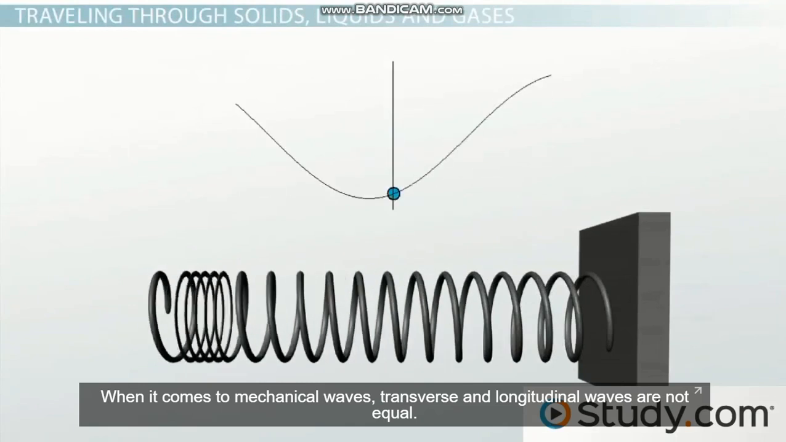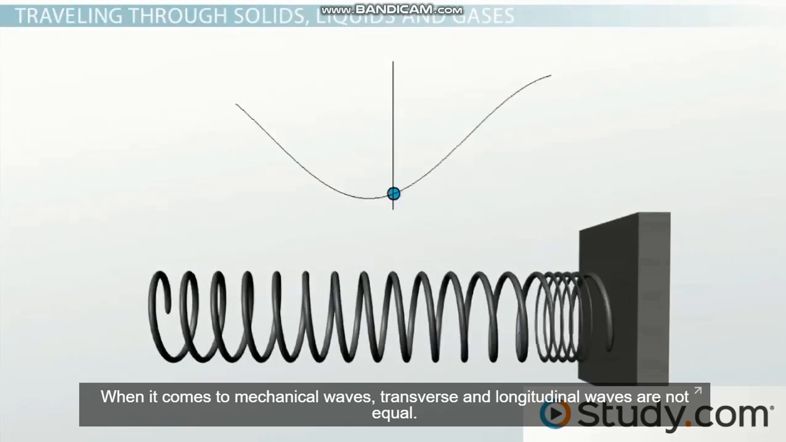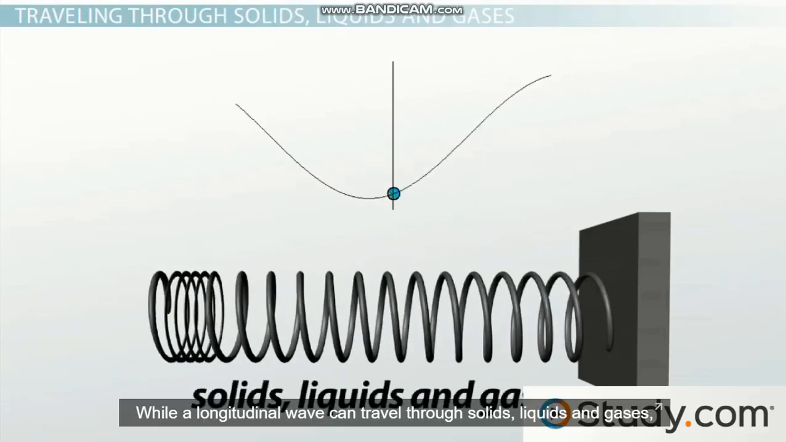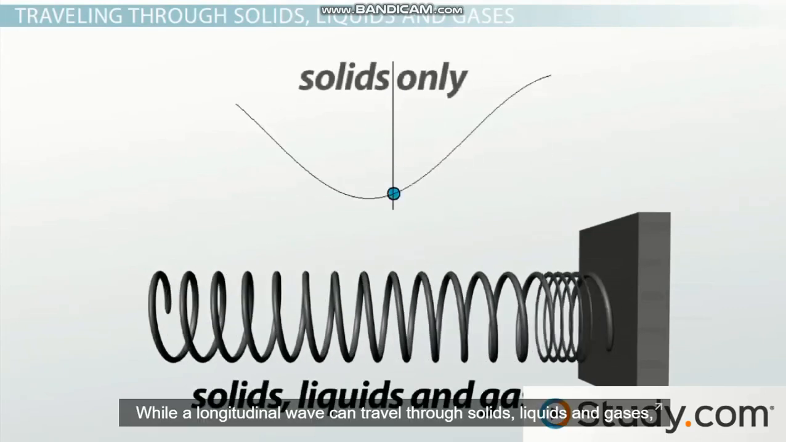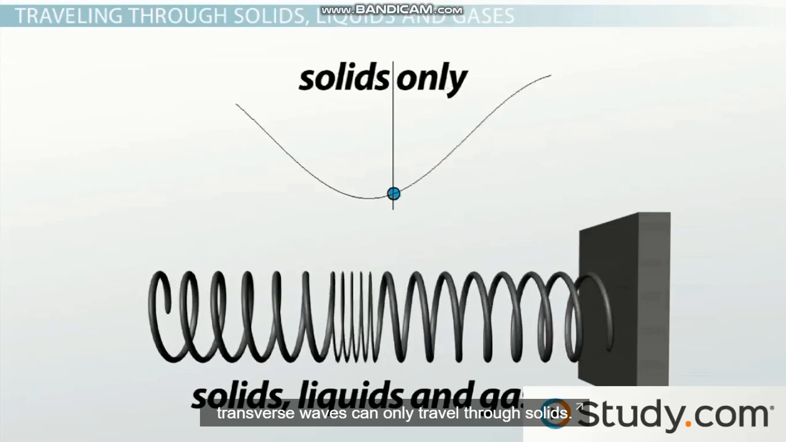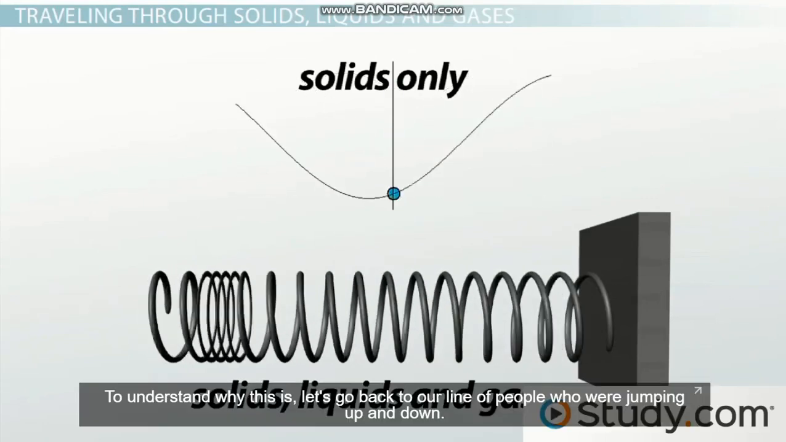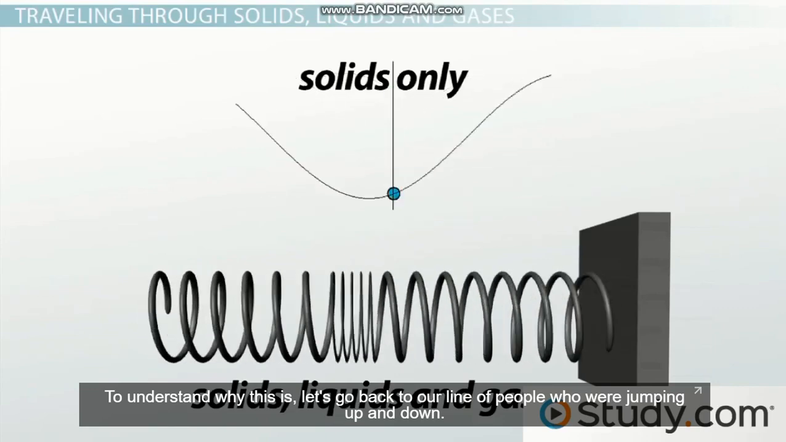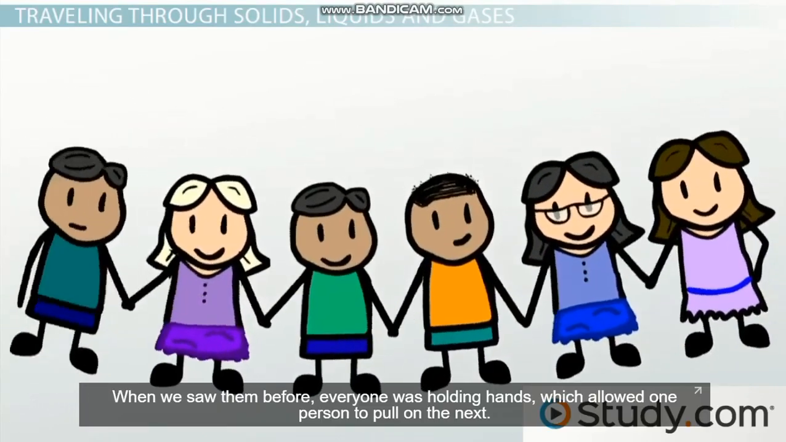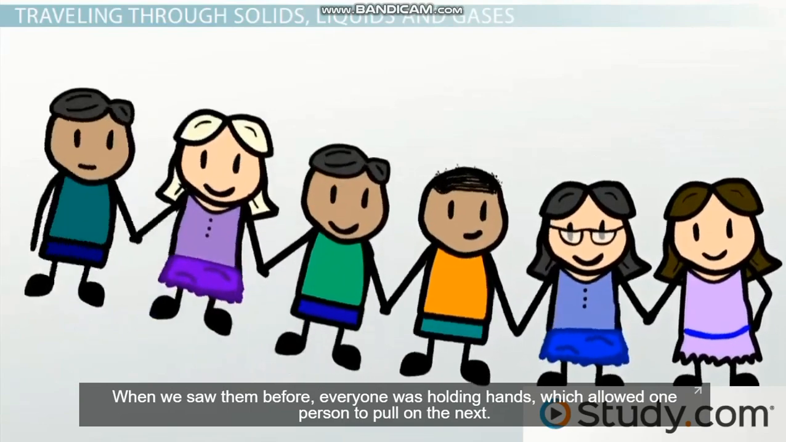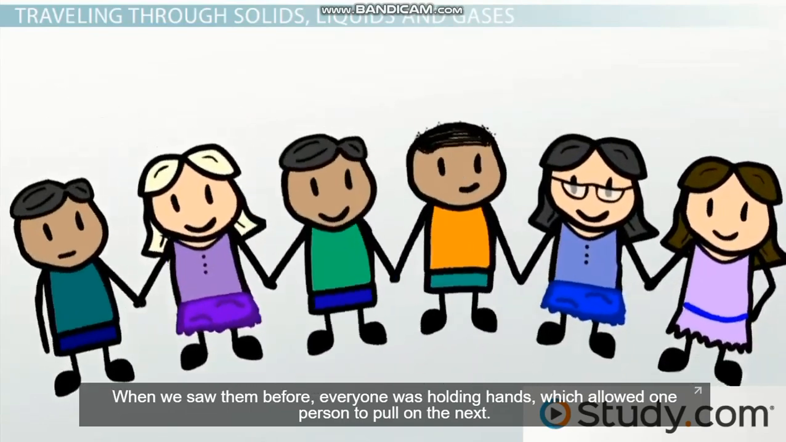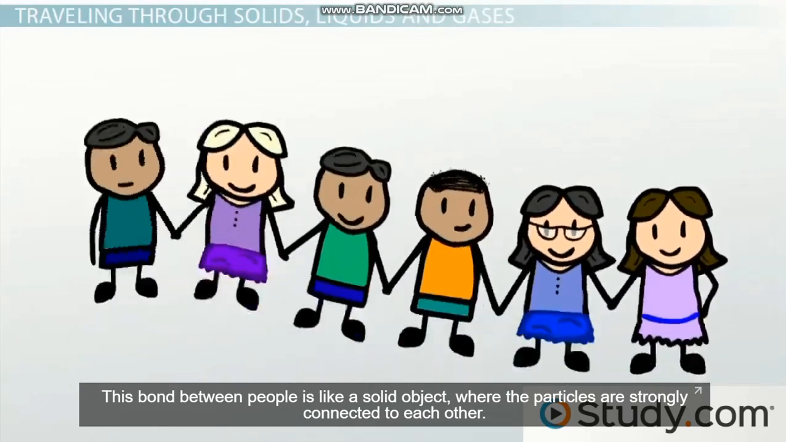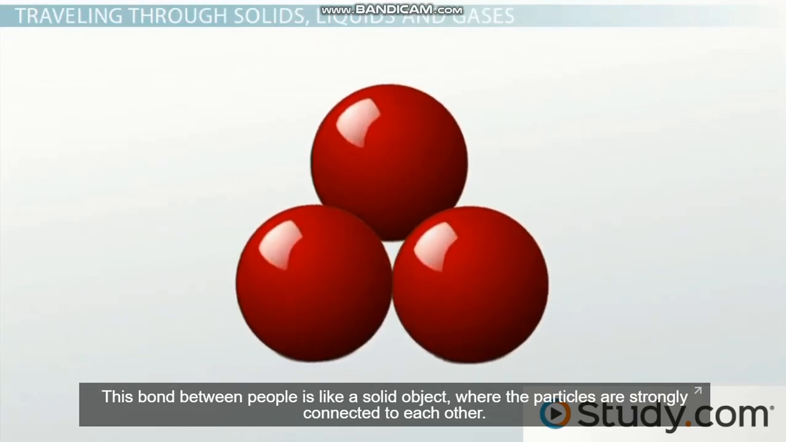When it comes to mechanical waves, transverse and longitudinal waves are not equal. While a longitudinal wave can travel through solids, liquids, and gases, transverse waves can only travel through solids. To understand why this is, let's go back to our line of people who were jumping up and down. When we saw them before, everyone was holding hands, which allowed one person to pull on the next. This bond between people is like a solid object, where the particles are strongly connected to each other.